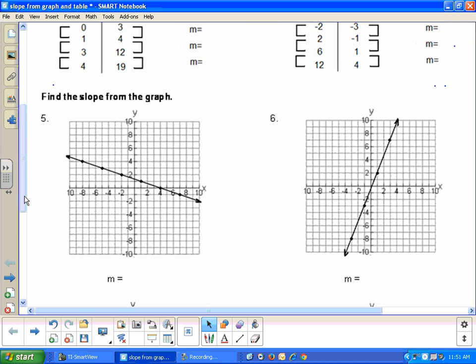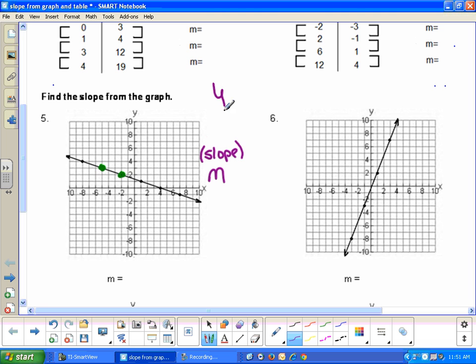Okay, this is what we did on the game. Just find the slope from the graph. Well, get 2 points. We want to know our slope. Slope is m. You need to get used to seeing that because it comes from y equals mx plus b, where m is slope and b is where it crosses the y-axis.